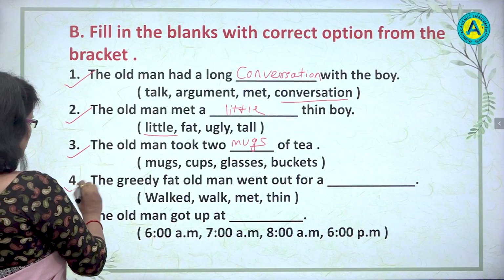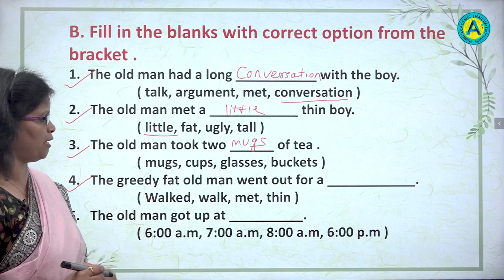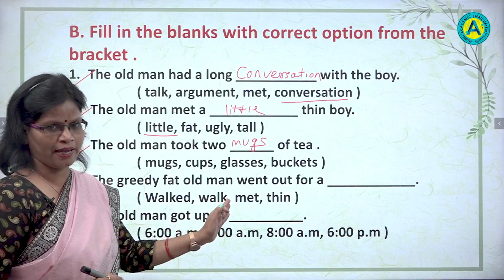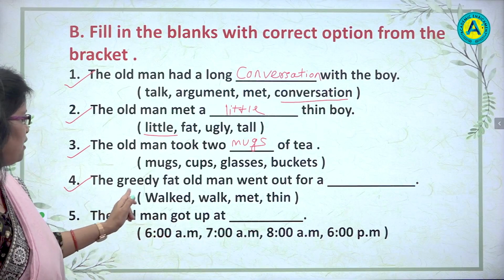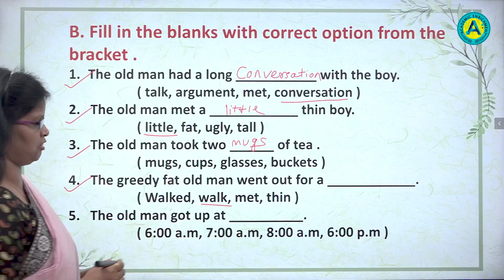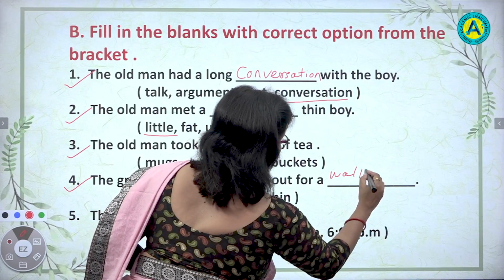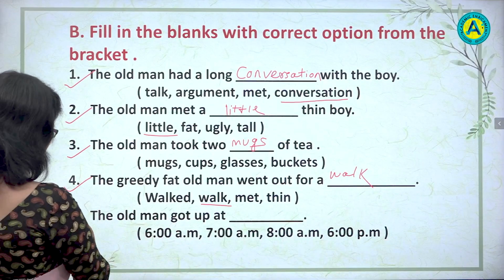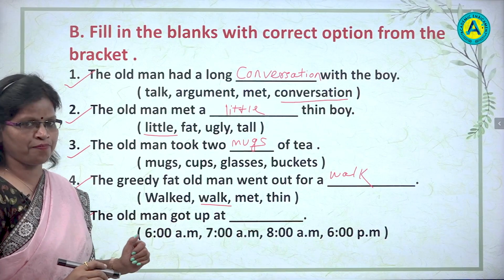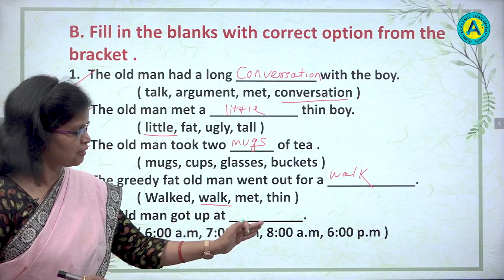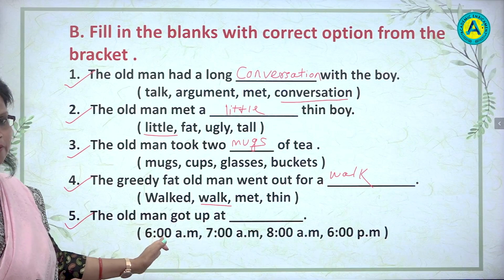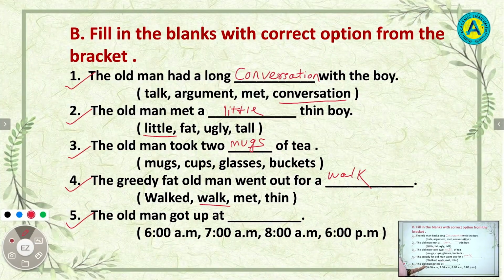Now the fourth question is, the greedy fat old man went out for a dash. The options are walked, walk, met, thin. Which one is correct? Walk. Yes, this is the right answer. So here we can write walk. Now the fifth question is, the old man got up at dash. Options are 6 a.m., 7 a.m., 8 a.m., 6 p.m. Which one do you think is correct? 6 a.m. Yes, 6 a.m. is the correct answer. So we can read, the old man got up at 6 a.m.